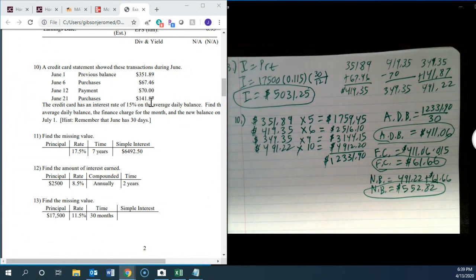Okay, so now, are there any questions on this page before we go on to the next page?